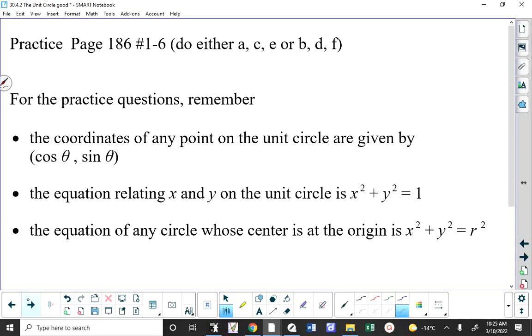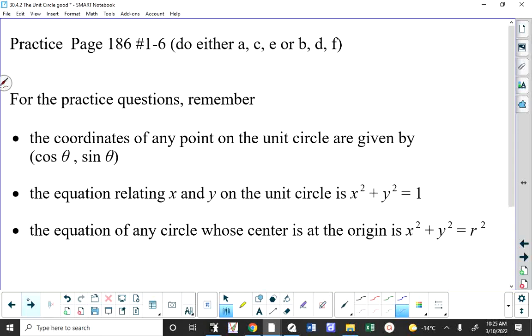The relationship between x and y on the unit circle is x squared plus y squared equals 1. And if it's not a unit circle, but it's centered at the origin, it's x squared plus y squared equals r squared. And just so you know, if you were to take your beautiful unit circle that you've constructed now and make it into a circle of radius 5, all of these numbers would be multiplied by 5. That's all. But we want to stick with the unit circle.